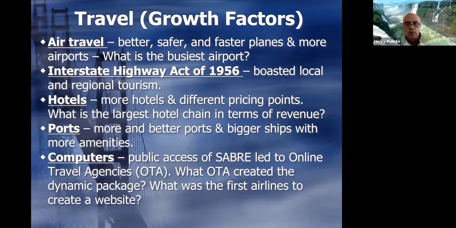There's more hotels all over the place, where you can stop, go to sleep, and get back on the road again. So there's more hotels throughout the United States. And what is the largest hotel chain in terms of revenue? It is the Marriott. Marriott International is the hotel chain that generates the most revenue, I believe, in the world. It's not the biggest in terms of properties, but it is the biggest in terms of revenue. So again, Marriott International.